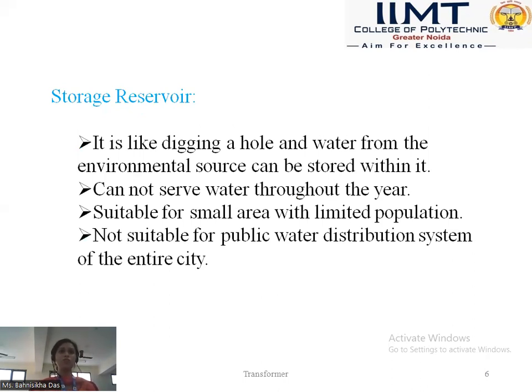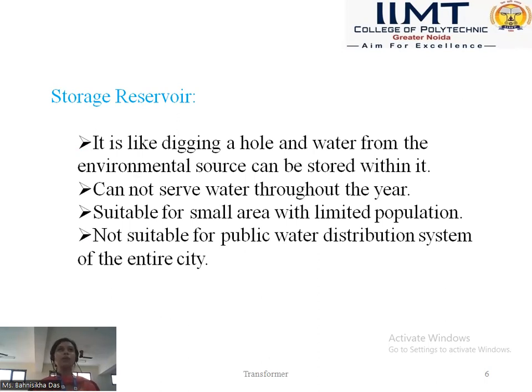Next, we have the storage reservoir. A storage reservoir is an artificial depression which is constructed by digging a hole, and then water comes into it from the environmental source, and that gets stored in that particular area.